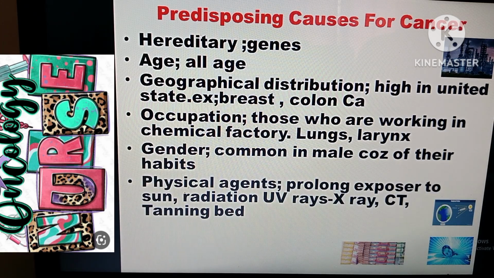Physical agents, like prolonged exposure to the sun. See, sun exposure is very much needed, in the morning from 6 o'clock to 10 o'clock, to get vitamin D. After that, you know that our ozone layer is destroyed, and UV radiation is released through it. So we are not supposed to be exposed from 10 o'clock to 3:30 or 4 o'clock. After 4 to 6 is good, and morning 6 to 10 is very good. UV rays, X-ray.